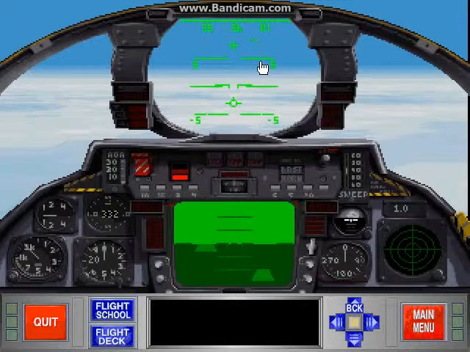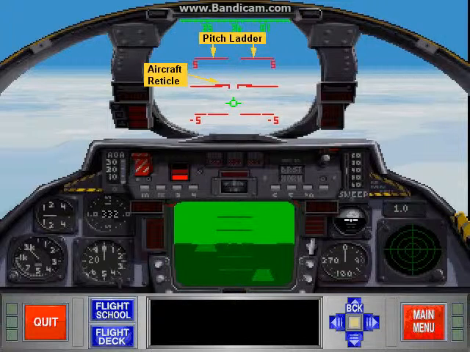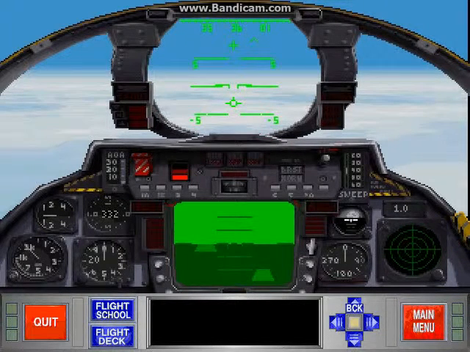The orientation of the aircraft reticle on the pitch ladder indicates your aircraft's pitch relative to the horizon. If the aircraft reticle is positioned over solid pitch lines, it means that you are pointed above the horizon. If the aircraft reticle is positioned over dashed pitch lines, it means that you are pointed below the horizon. An aircraft reticle that is lined up with the horizon indicates that you are flying straight and level.